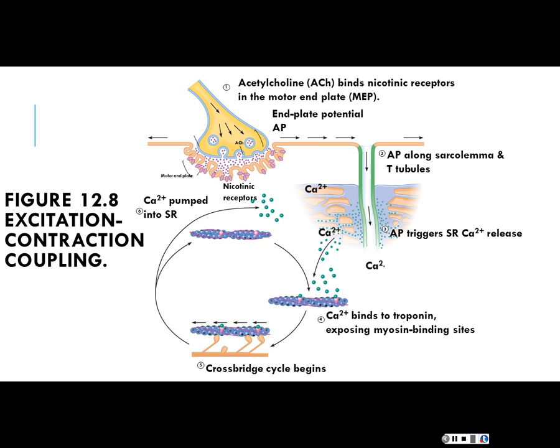And then once the muscle cell is told to relax, what happens? Calcium's pumped back into the SR, troponin and tropomyosin cover up, and the muscle should relax. Those events are collectively called excitation-contraction coupling. What questions do you have about that at this point?